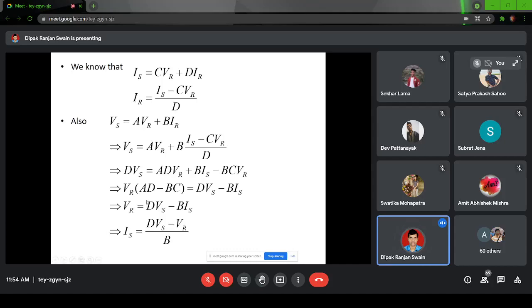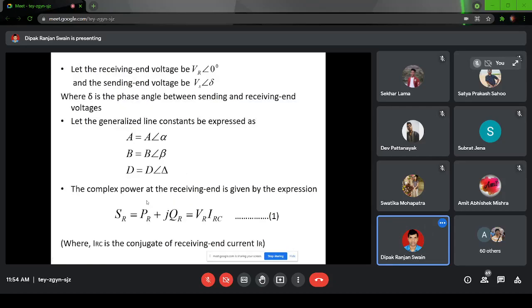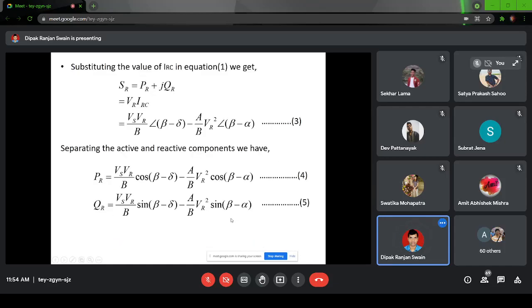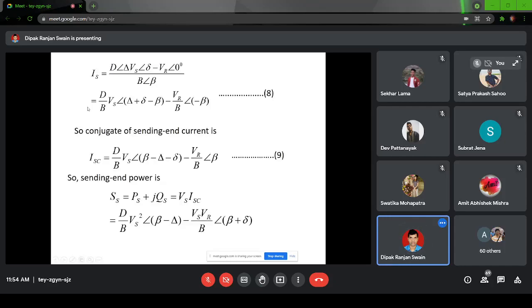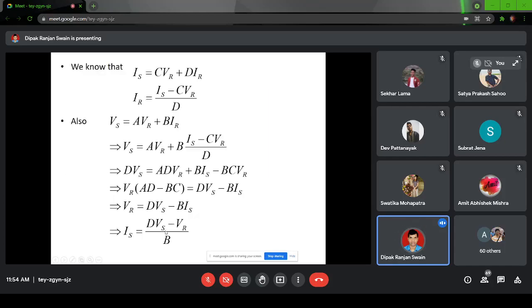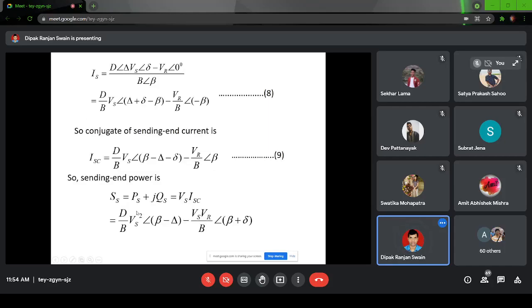Now why do we need IS here? If you remember in the previous one, the reactive power is VR times IR conjugate. Similarly, if I am talking about the sending end power, it will be the sending end voltage times the sending end current conjugate. So to find the conjugate of that current, we have separated the term IS. If this is IS, then putting the terms in vectorial form, D at an angle delta, VS at an angle delta, and VR at an angle 0, this will be the final expression of IS.